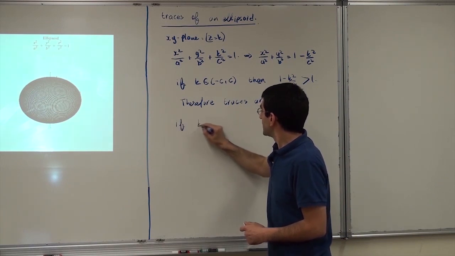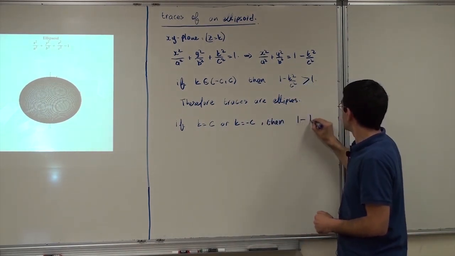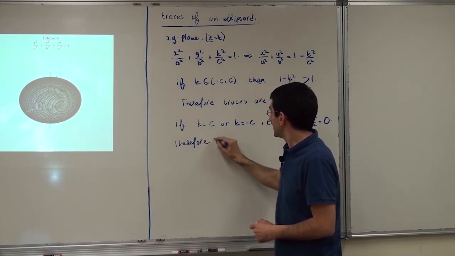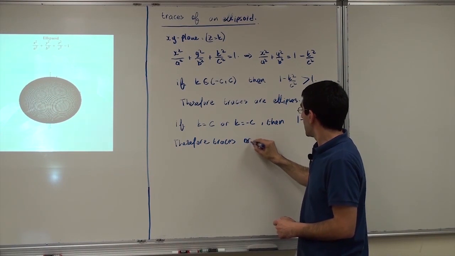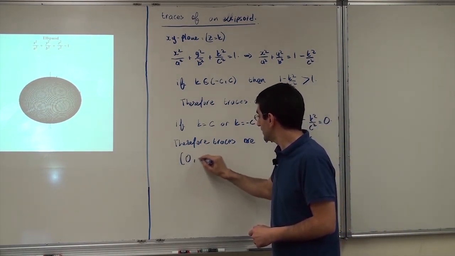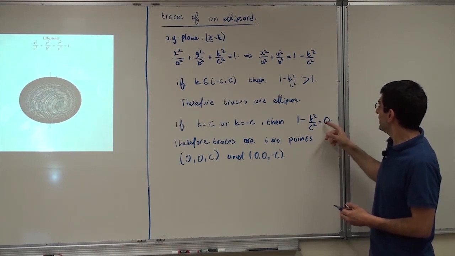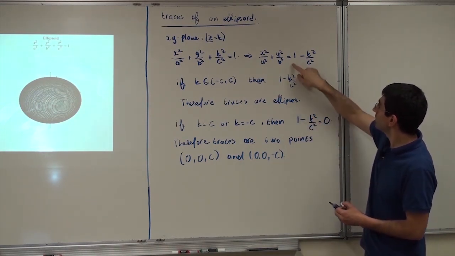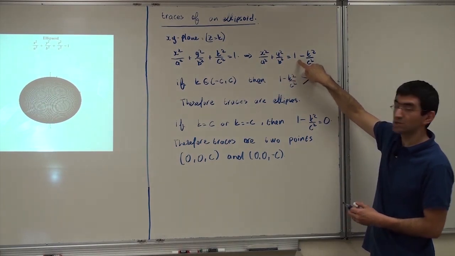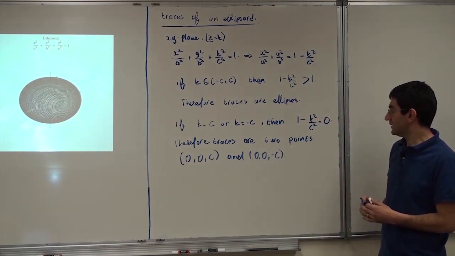Now, if k is equal to c or negative c, then 1 minus k squared over c squared is equal to 0, and therefore traces are 2 points, (0, 0, c) and (0, 0, negative c), because when 1 minus k squared over c squared is equal to 0, our equation becomes x squared over a squared plus y squared over b squared equals 0, and the only solution of this equation is when x and y are both equal to 0. So the traces are 2 points in this case.